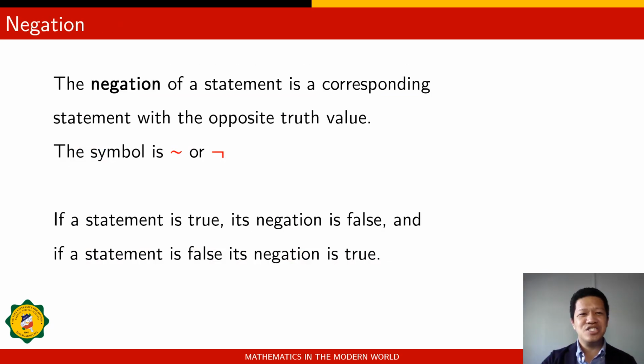What is negation? Negation of a statement is a corresponding statement with the opposite truth value. The symbol for negation is this or this. If a statement is true, its negation is false, and if a statement is false, its negation is true.